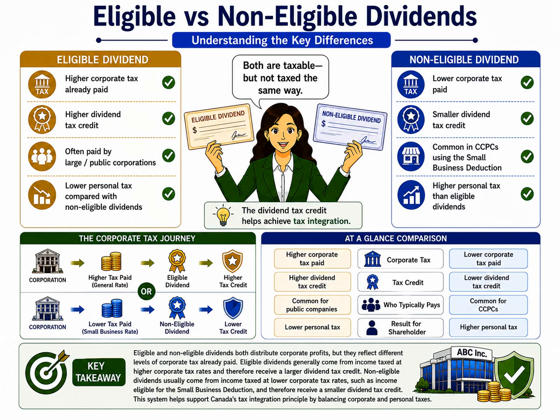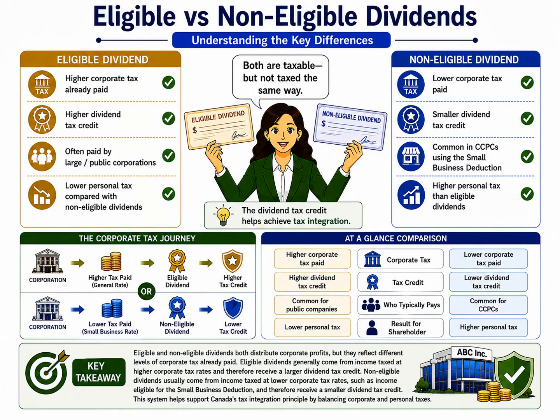A helpful way to visualize this is to follow the corporate tax journey. First, the corporation earns income. Next, it pays corporate income tax. If the corporation paid tax at the higher general rate, it can generally pay an eligible dividend, which leads to a larger dividend tax credit for the shareholder. If the corporation paid tax at the lower small business rate, it generally pays a non-eligible dividend, resulting in a smaller dividend tax credit. The important point is that the shareholder does not decide which type of dividend they receive.